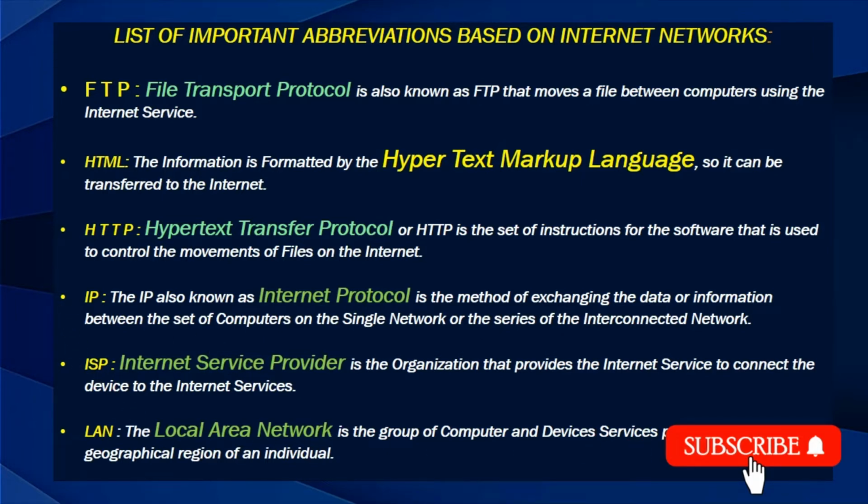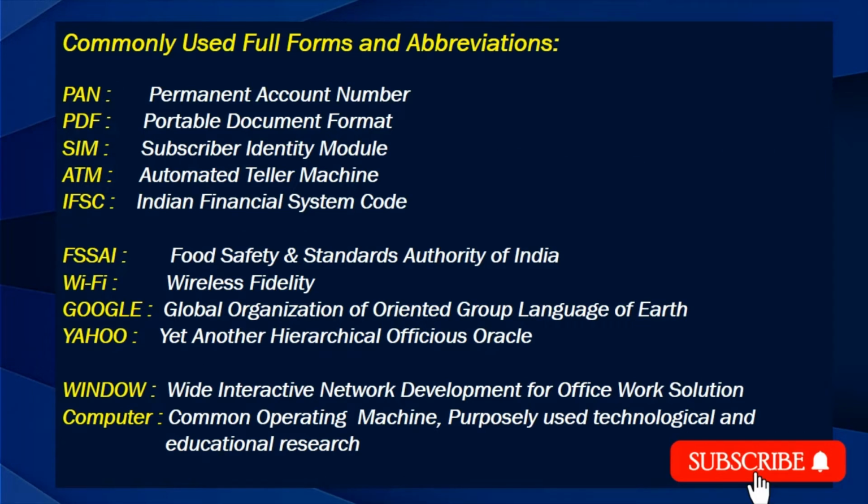Next, commonly used full forms and abbreviations. PAN, Permanent Account Number. PDF, Portable Document Format. SIM, Subscriber Identity Module. ATM, Automated Teller Machine. Then IFSC, Indian Financial System Code. This you might have seen in the bank passbook.